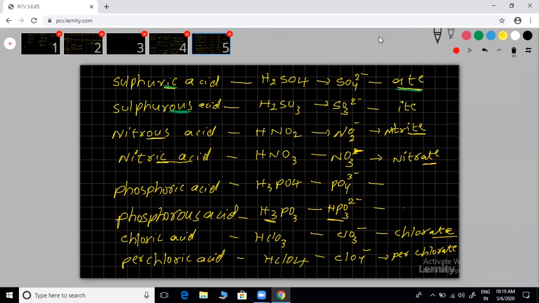Phosphorus has 2 minus only, because I didn't remove 3 hydrogens, only 2 hydrogens are removed. That's why 2 minus. So however many hydrogens you remove, that much charge you will get. Here 1 hydrogen removed, that's why 1 minus. Here we are removing 2 hydrogens, that's why 2 minus. Clear. So however many hydrogens you remove, that much minus, because hydrogen is plus 1.